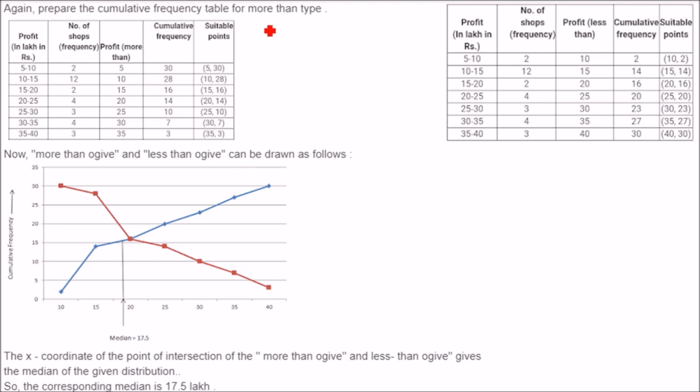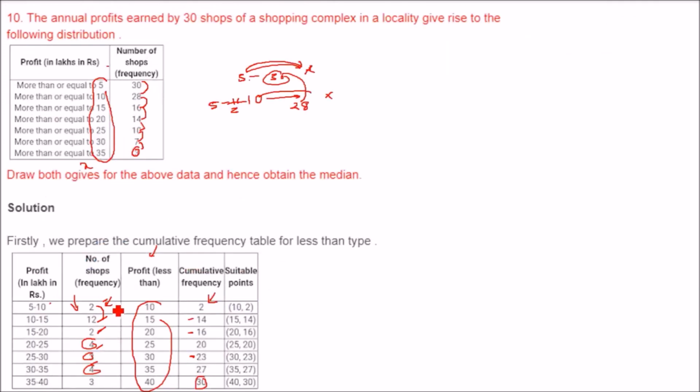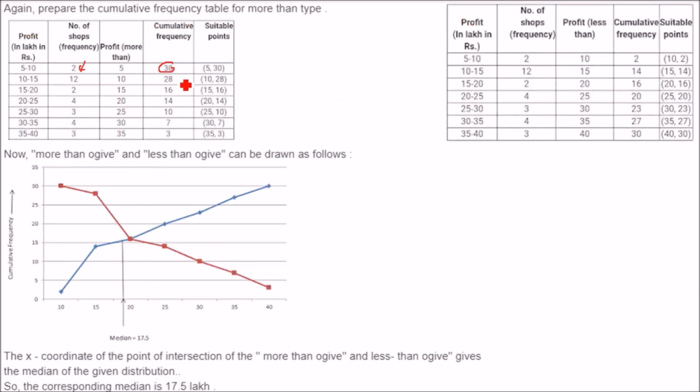So what do we do? First let us prepare the cumulative frequency for the more than type also. The total is 30, so we start with this. Then this is the number of shops, the frequency, which we found here. Now we will subtract these values from 30. From 30, 30 minus 2 is 28, 28 minus 12 is 16, and 16 minus 2 is 14, and 14 minus 4 is 10, 10 minus 3 is 7, and 7 minus 4 is 3. So this is the cumulative frequency for the more than type, right?